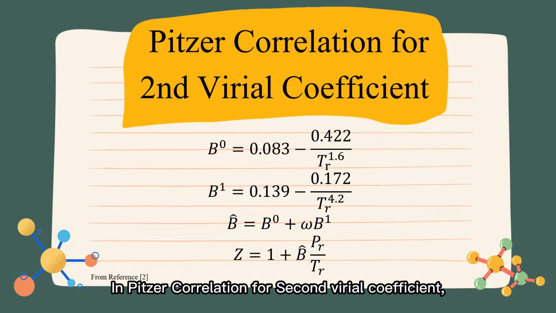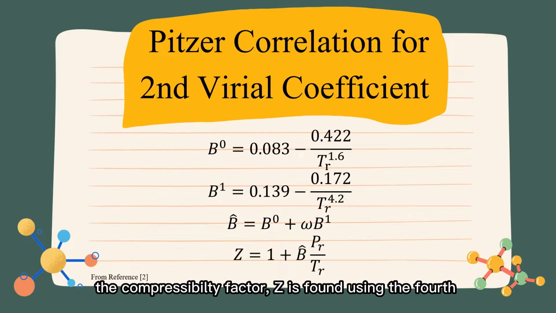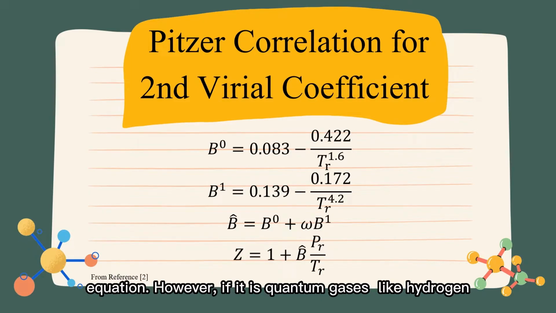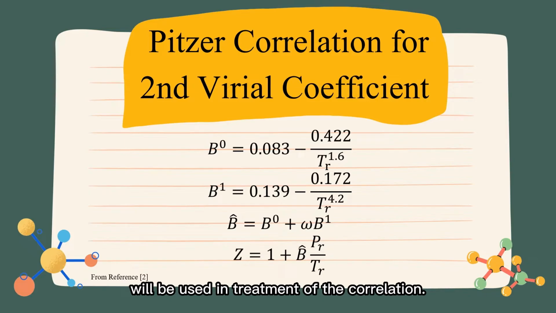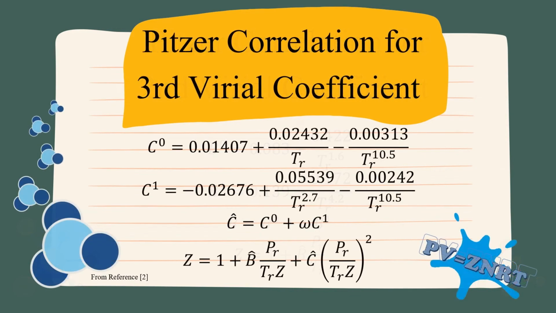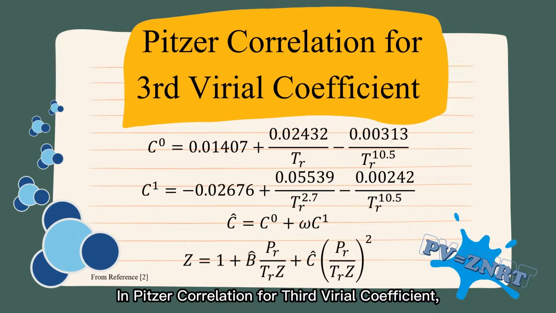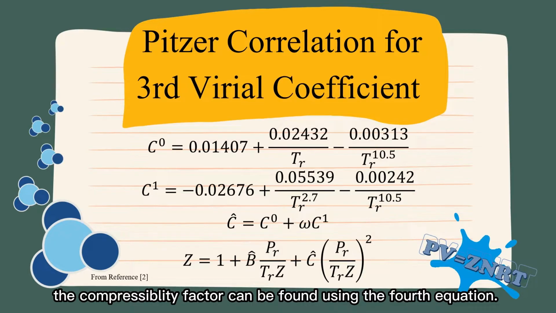In Pitzer correlation for second virial coefficient, the compressibility factor Z is found using the fourth equation. However, if it is quantum gases like hydrogen or other noble gases, temperature-dependent effective critical parameters like Tc, Pc, and Vc will be used in treatment of the correlation. In Pitzer correlation for third virial coefficient, the compressibility factor can be found using the fourth equation.